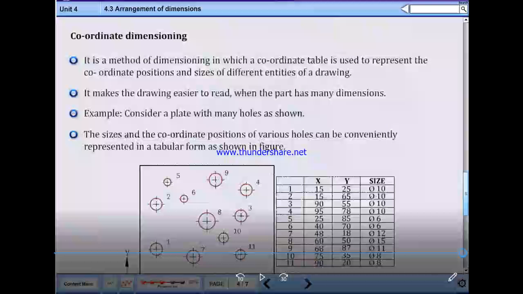So note this. The sizes and coordinate positions of various holes can be conveniently represented in a table form as shown below.